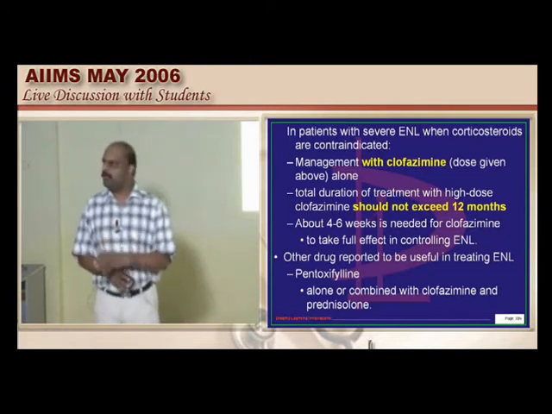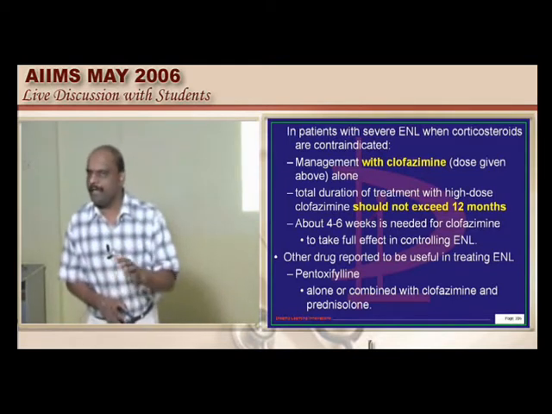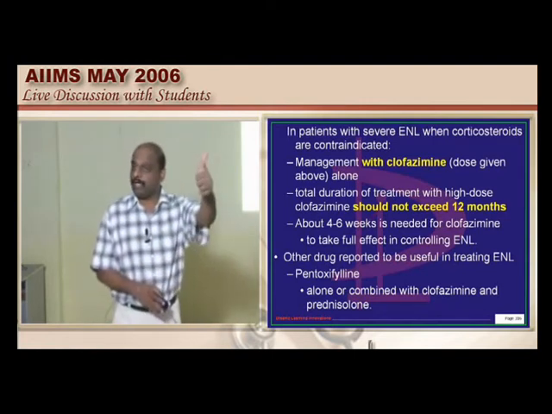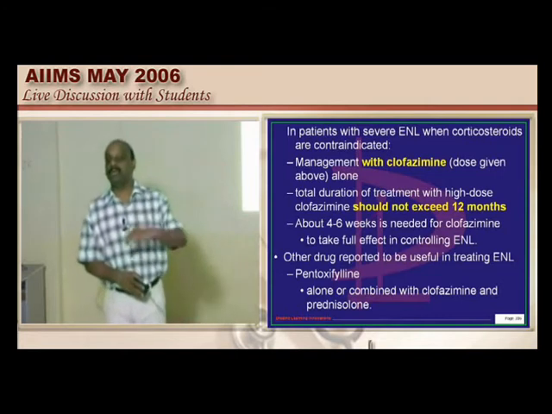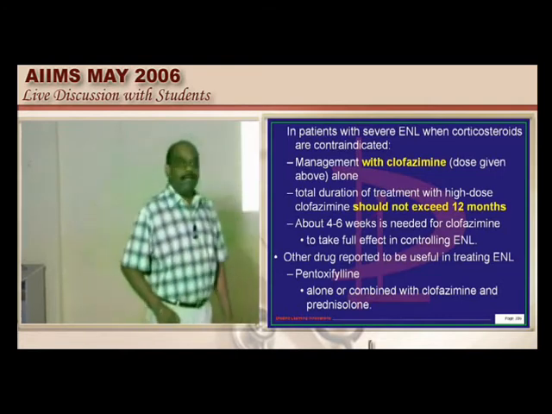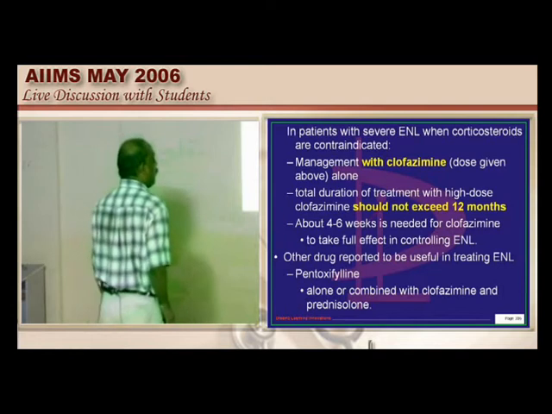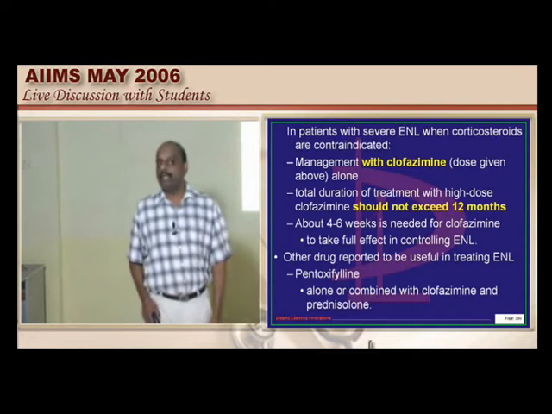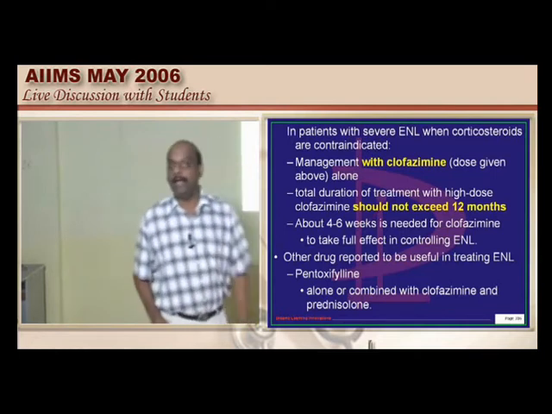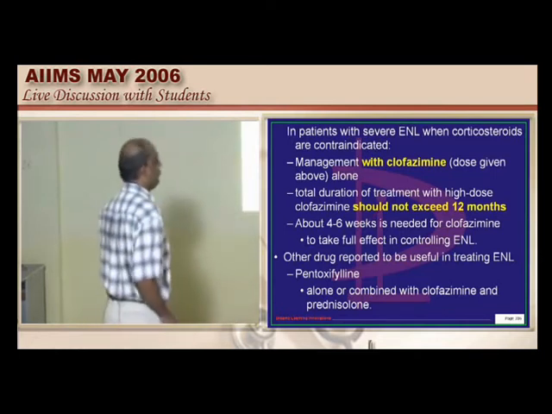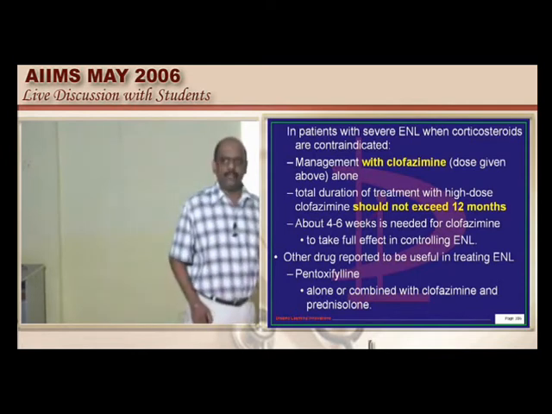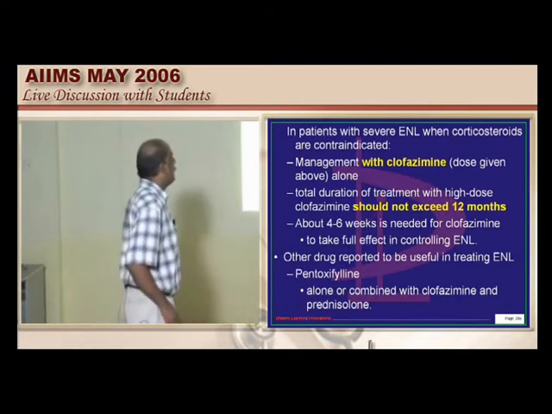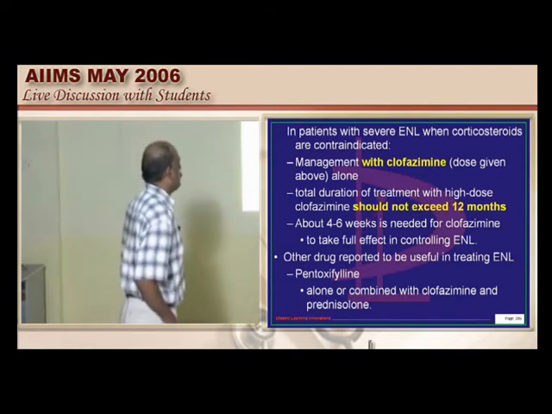But what is the limitation of administering clofazimine in an acute scenario where the patient is having ENL, and how is prednisolone one up over clofazimine is my question to all of you. Clofazimine will take nearly 4 to 6 weeks for it to start acting. So for that lag period you must be ready and prepared. That's an important limitation. Another important drug is pentoxifylline also. Either alone or combined with clofazimine and prednisolone, it can be given is what I want to underscore to all of you.